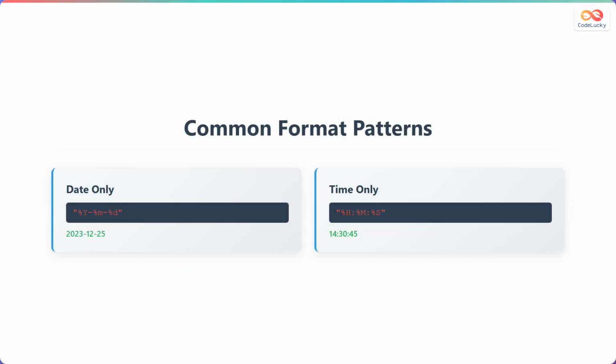Two fundamental format patterns form the foundation of most time formatting needs. For date-only display, the pattern %Y-%m-%d produces output like 2023-12-25, showing the 4-digit year, 2-digit month, and 2-digit day. For time-only requirements, %H:%M:%S creates 24-hour format outputs such as 14:30:45. These basic patterns can be combined and modified to meet various reporting requirements.